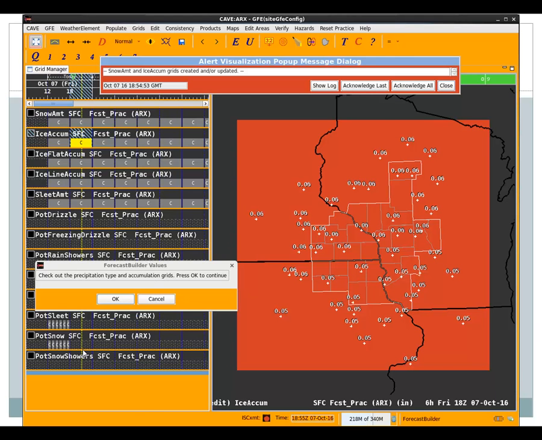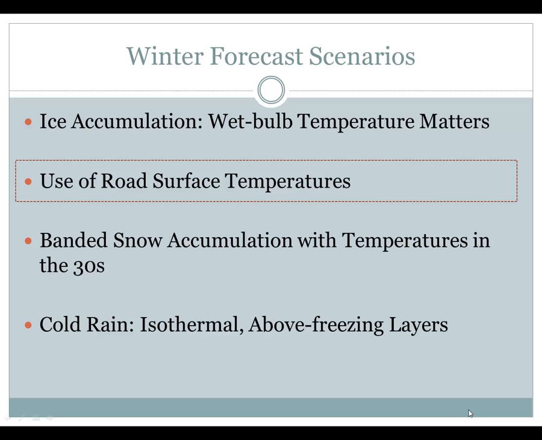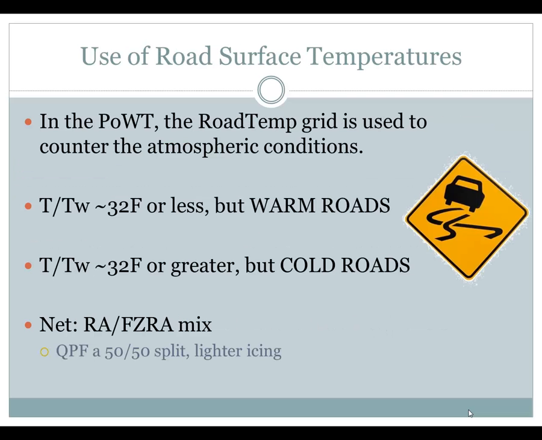So our next scenario we're going to move through is the use of road surface temperatures in the probability of weather type, and more specifically the road temp grid. So in the probability of weather type, the road temp grid is used to counter the atmospheric conditions. So a couple examples here. When your temperature and wet bulb are 32 degrees or less, basically that the air is cold, but your roads are warmer than freezing, the road temp grid helps you account for that scenario.